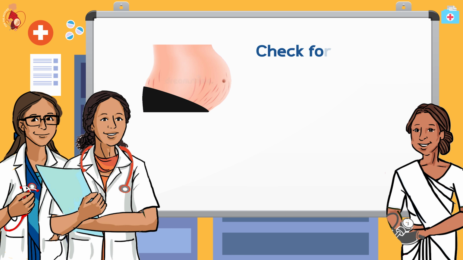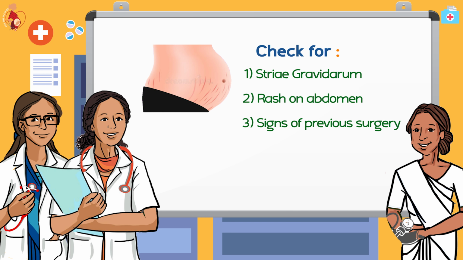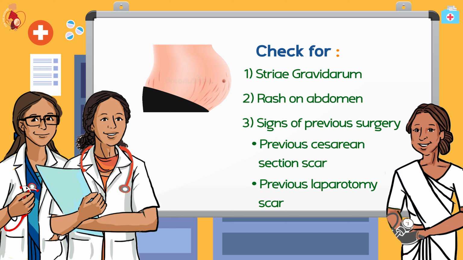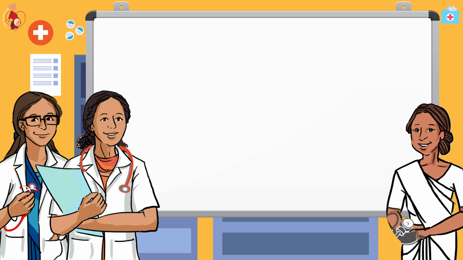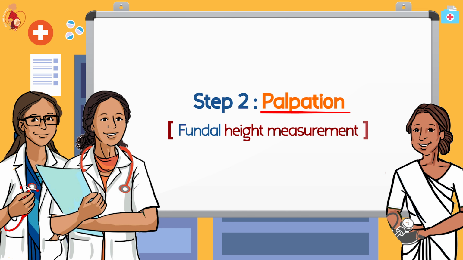Also check the abdomen for striae gravidarum. These are the pigmentation spots which are a physiological change in pregnancy. Look for any abnormal rash on the abdomen. Look for signs of previous surgery. It may be a previous cesarean section scar or a previous laparotomy scar which the patient may forget to tell you. Next step is the palpation.